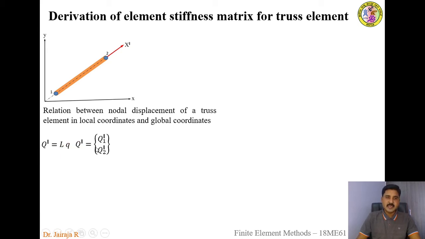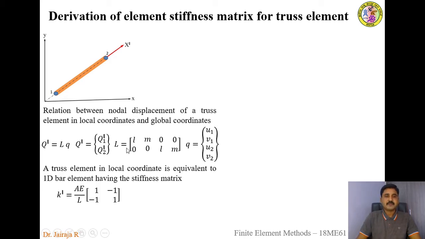So q dash is q1 dash, q2 dash. q1 dash is the local nodal displacement at node 1, and q2 dash is the local nodal displacement at node 2. L is the transformation matrix, containing the direction cosine terms l m 0 0, 0 0 l m, and small q is the element displacement. u1 and v1 are the element displacements at node 1: u1 along the x direction and v1 along the y direction. Similarly at node 2, displacement along the x direction is u2, and displacement along the y direction is v2.